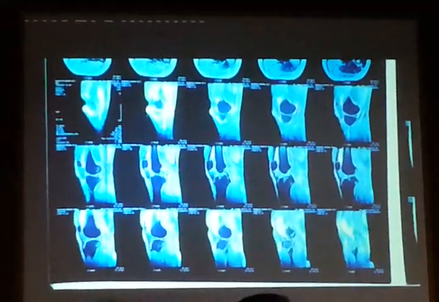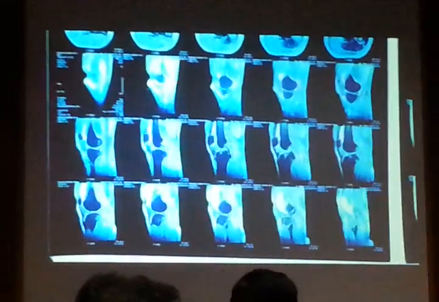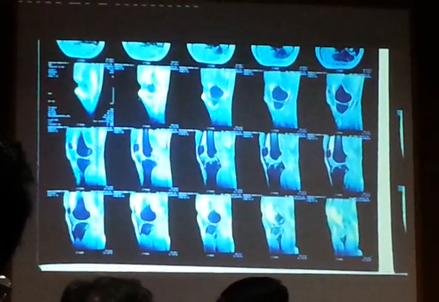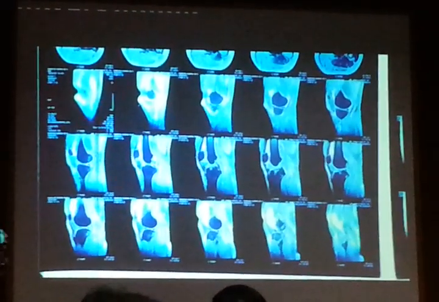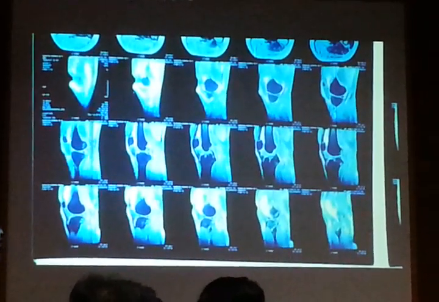How will it appear? Speak loudly, someone. In the front row, I think, was mentioning something. What were you saying? Normally the PCL is comma shaped. In ACL injury it goes straighter. Why does it go straighter?